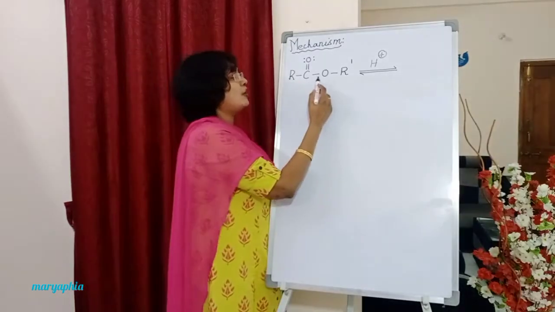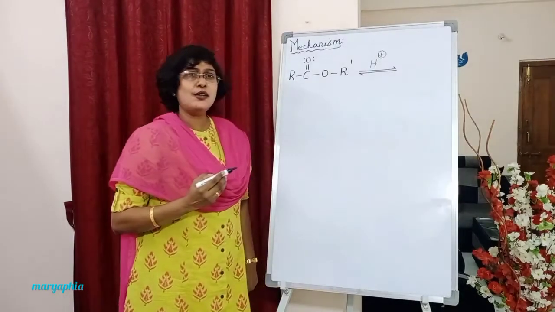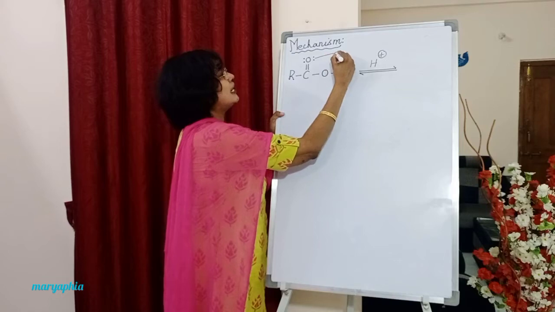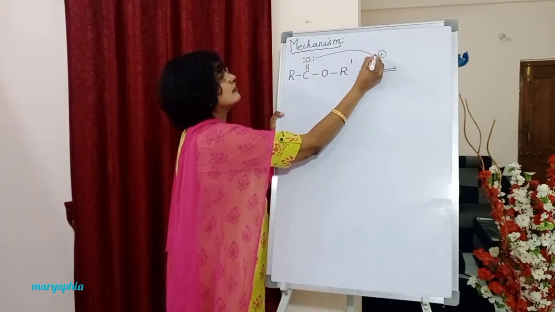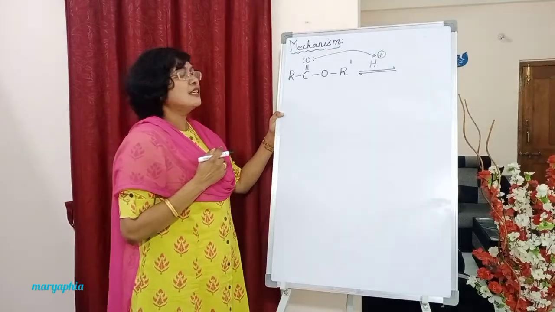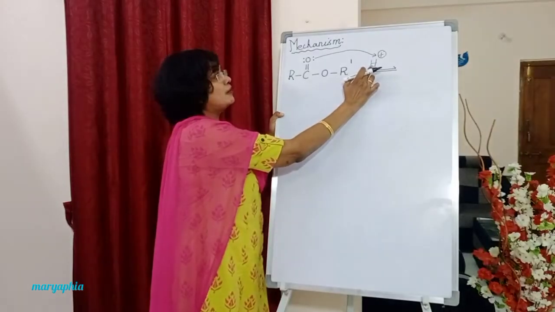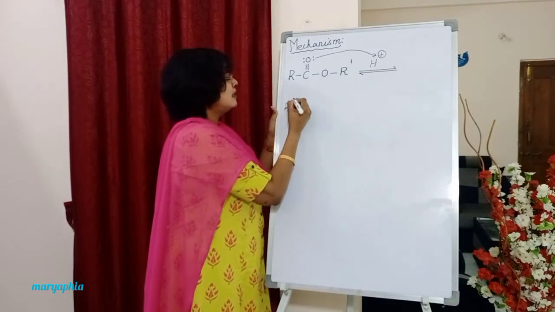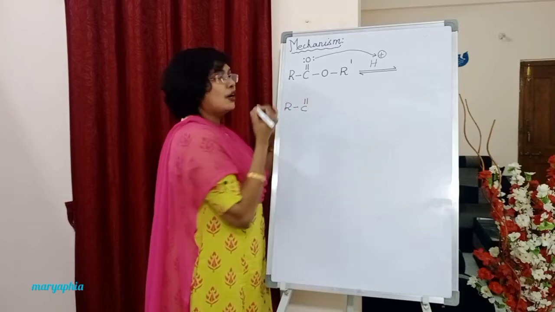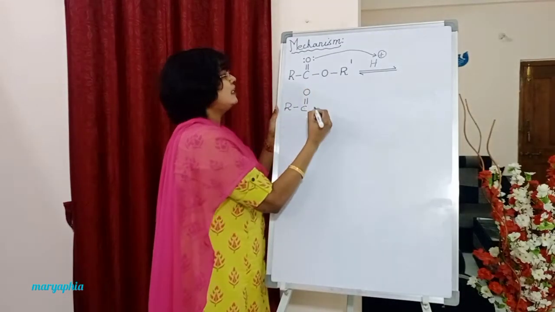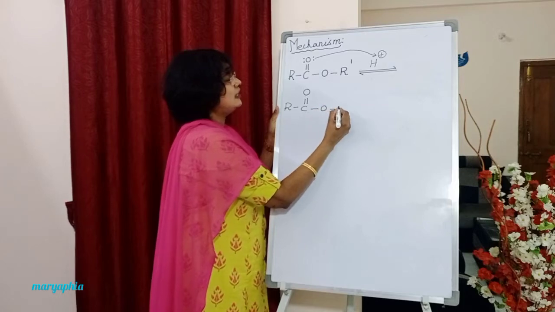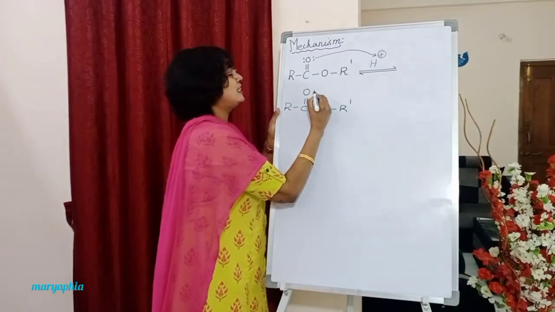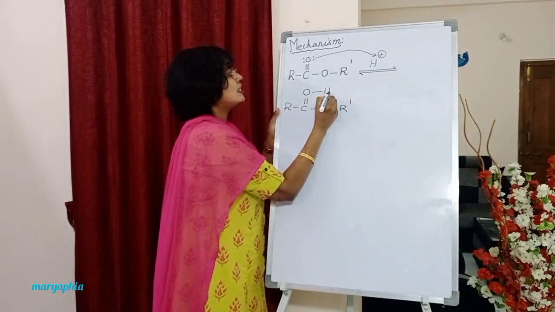So on the arrow of RC=OR dash, please write down H plus. Now oxygen with its lone pair of electrons attracts this H plus. What happens? A bond will be formed between hydrogen and oxygen. I am writing here R, C, double bond, oxygen, and here oxygen, R dash. Now this H plus is being taken up by oxygen.